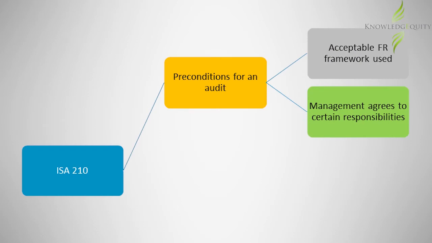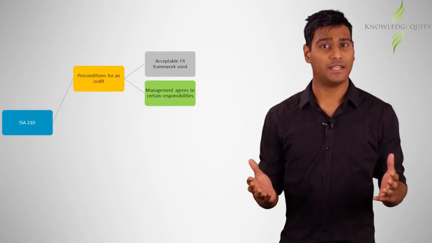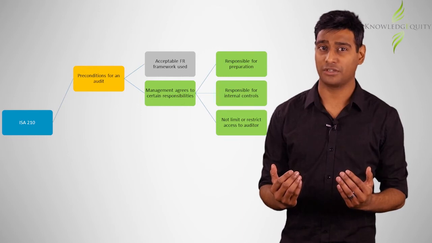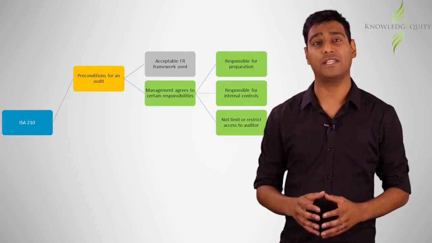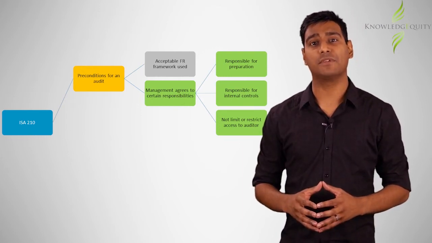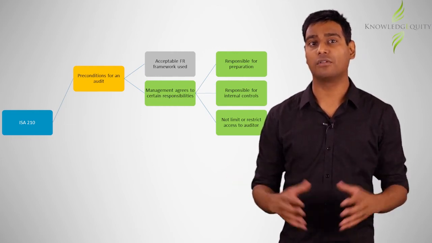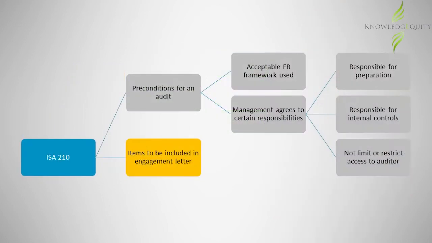The second precondition is for management of the entity to acknowledge and agree to certain terms and responsibilities. Specifically, management of the entity must agree that they are responsible for the preparation of the financial statements as well as for internal controls. Management must also agree to not limit access to the auditor and to provide all relevant information.